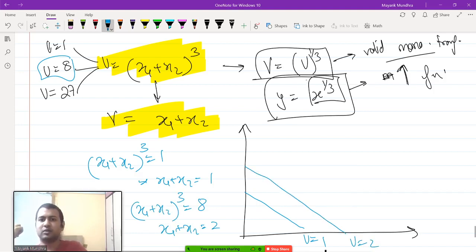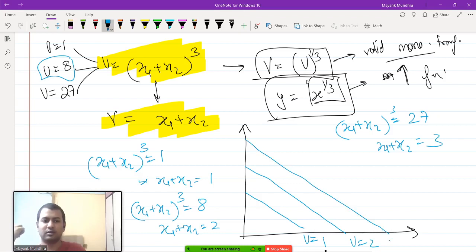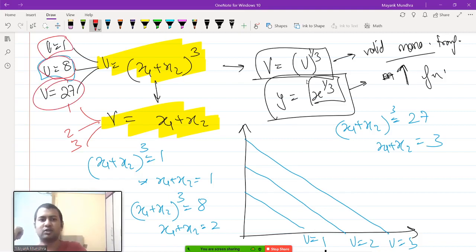Now the third equation will be (x1 + x2) cube equals 27. So that is x1 + x2 equals 3. So this will be your utility level 3. Okay, on the other hand, let me draw V's ICs for 1, 2 and 3. Instead of the numbers 1, 8 and 27, I take the cube roots of these three numbers. So I take 1 to the power 1/3, 8 to the power 1/3 and 27 to the power 1/3. So what are the equations I get?